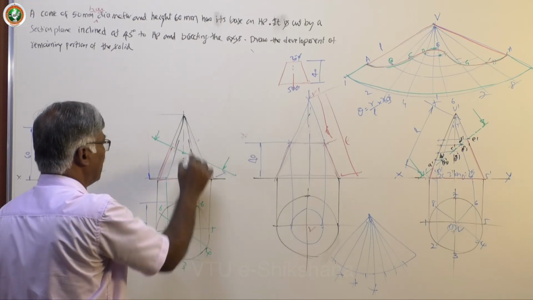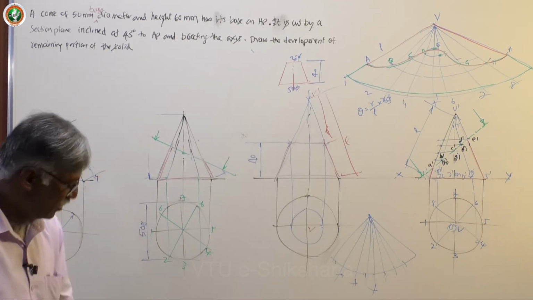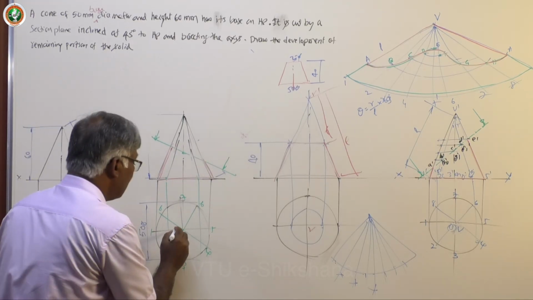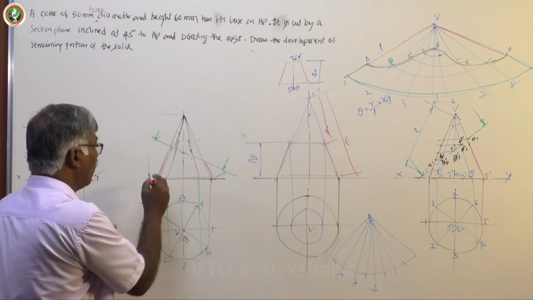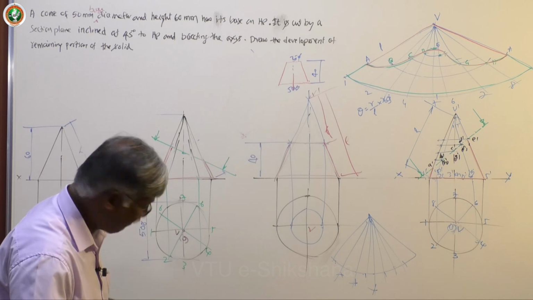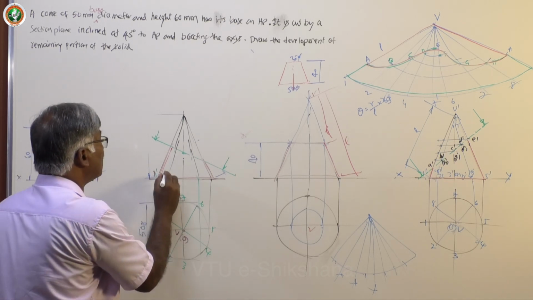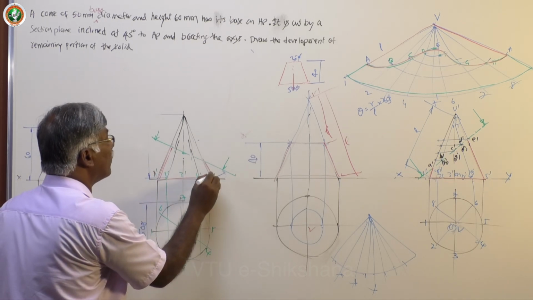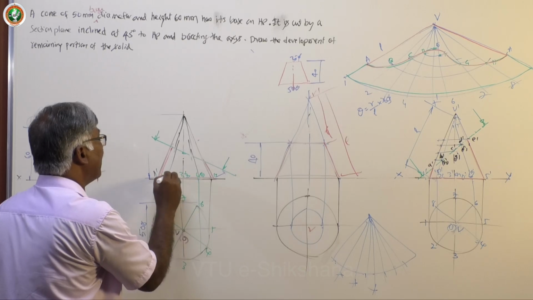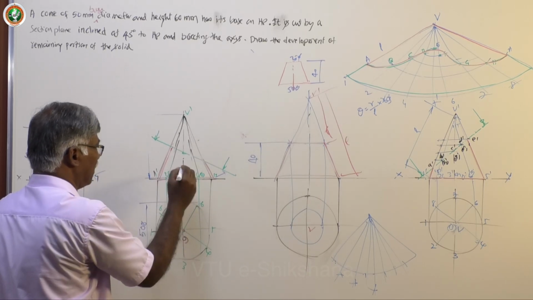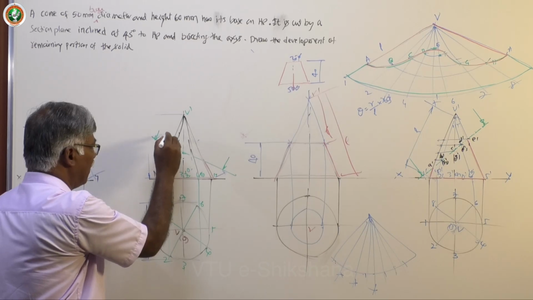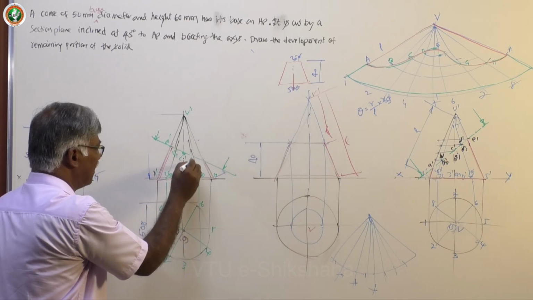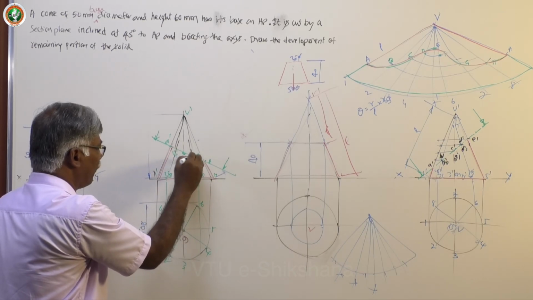Fine. Now naming the points. This is V. This is VO. Now 1 dash, 2 dash, 3 dash, 4 dash, 5 dash, 6, 7, 8. This is V dash, O dash. Now name the points of intersection. This is A dash, B dash, C dash, D dash, E dash, F, G, H.